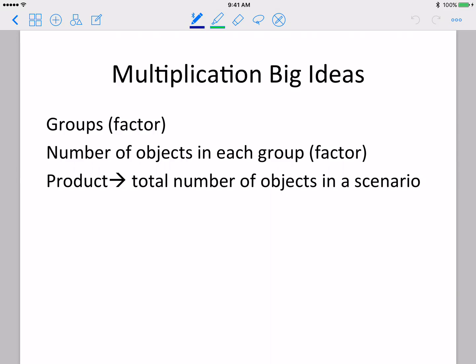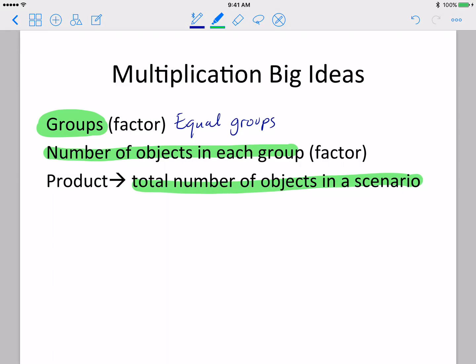When thinking about multiplication, we're considering the number of equal groups. Okay? Really thinking about groups, but really equal groups, because that's the main principle of multiplication: finding your number of equal groups and seeing how many objects are in each group, and then to help us find our product, or the total number of objects in a scenario. We want to know how many total objects we are considering in whatever situation we're talking about.